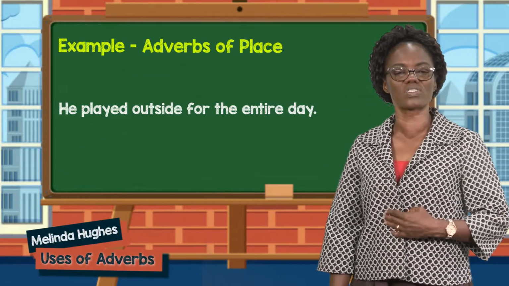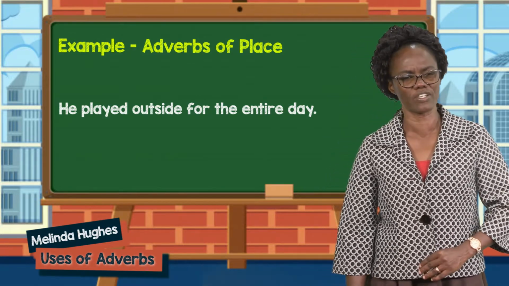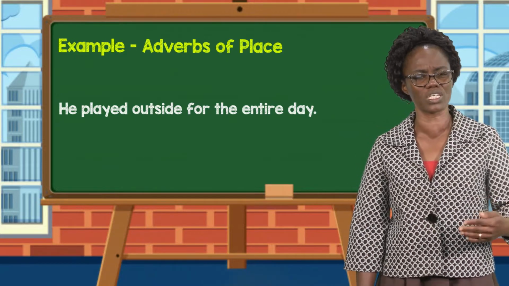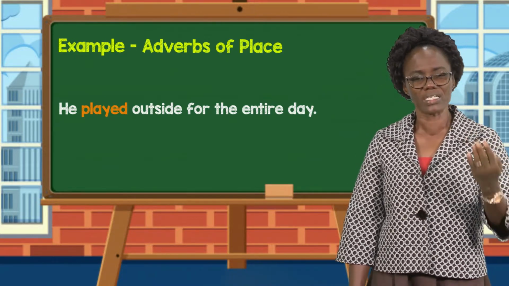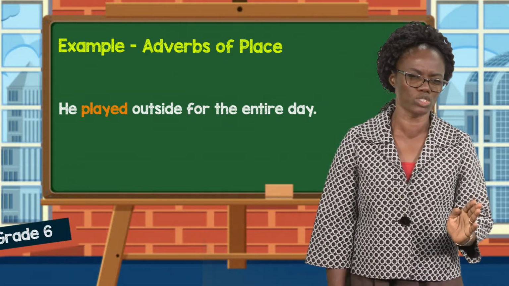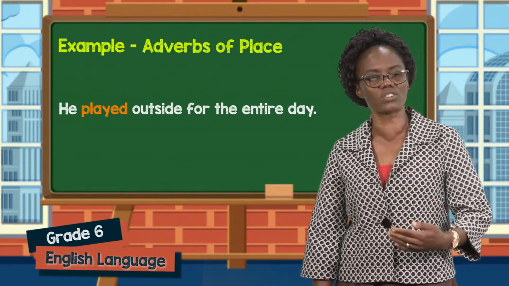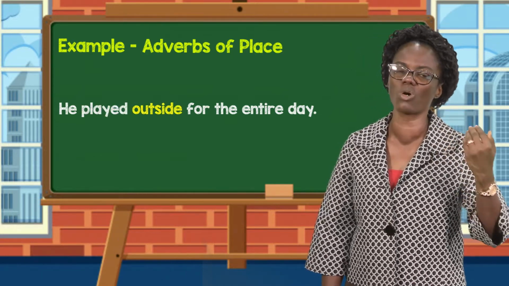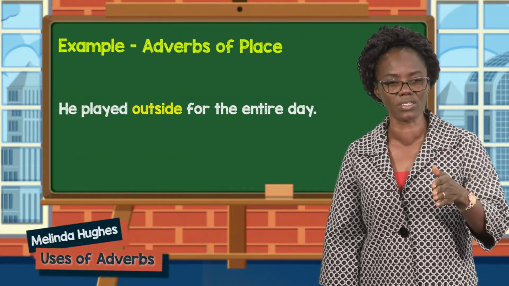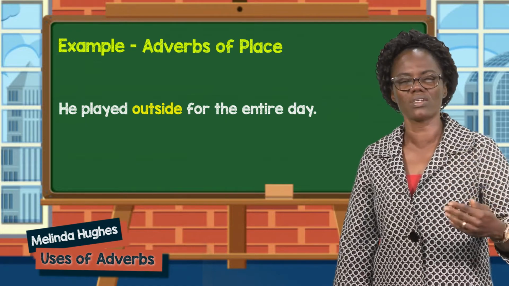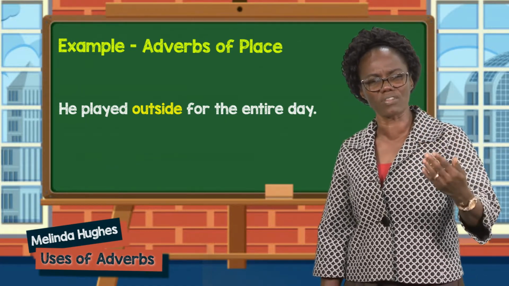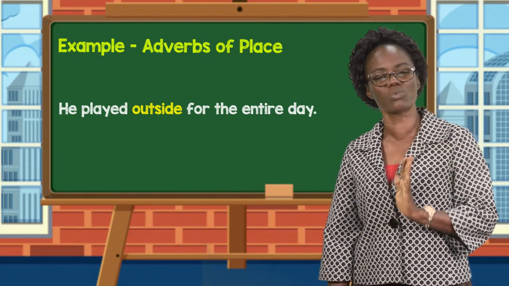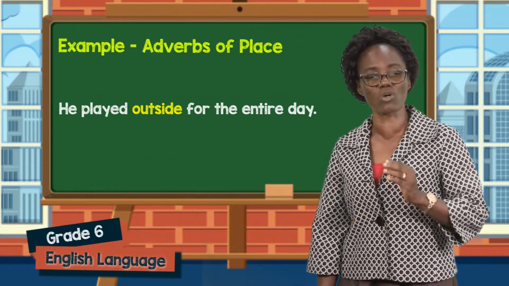He played outside for the entire day. And so right off, we can identify the verb in that sentence, which is played. Played is that verb or that action word. And so we can ask the question, played where? The answer surely comes, outside. So in that sentence, the word outside is functioning as an adverb and it answers the question where. So this particular word is an adverb of place.